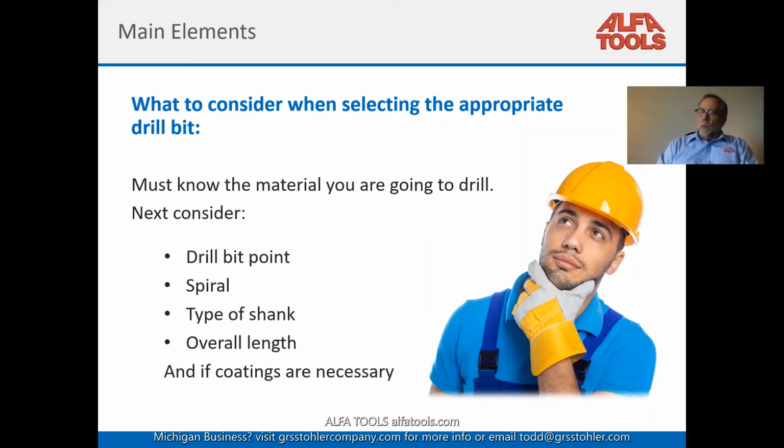Then once we know what we're drilling, we want to consider the point of the drill. This will be explained in the next few slides, but also the spiral of the tool and the type of shank. How are we going to drive this thing? Does it have a round shank, a quick change shank? The overall length: can we go deep enough? And based on the material, do we need coatings?